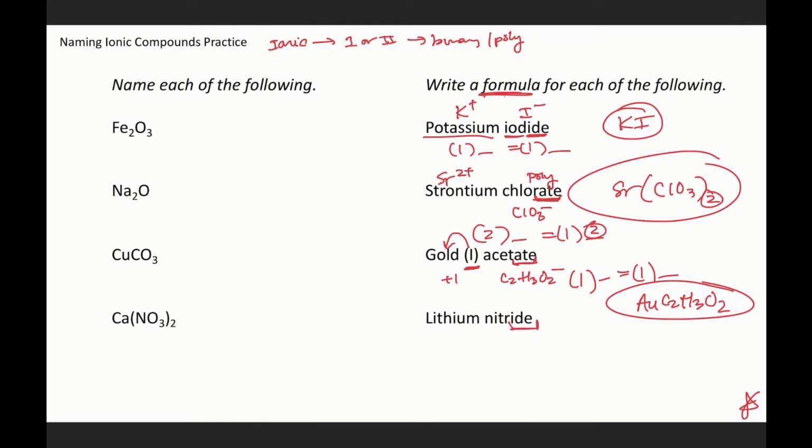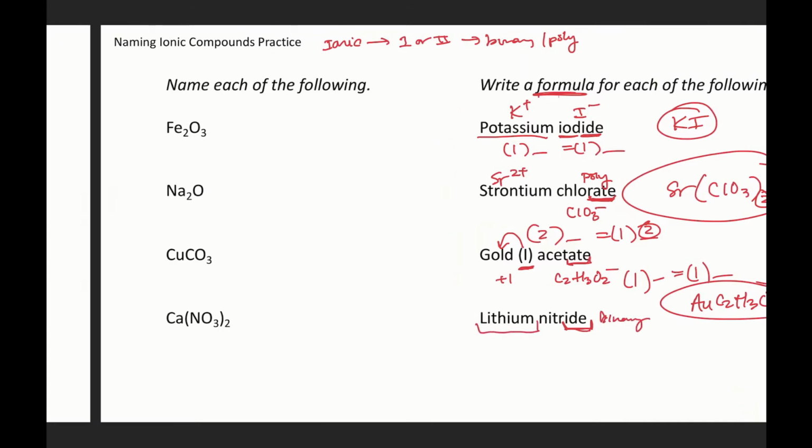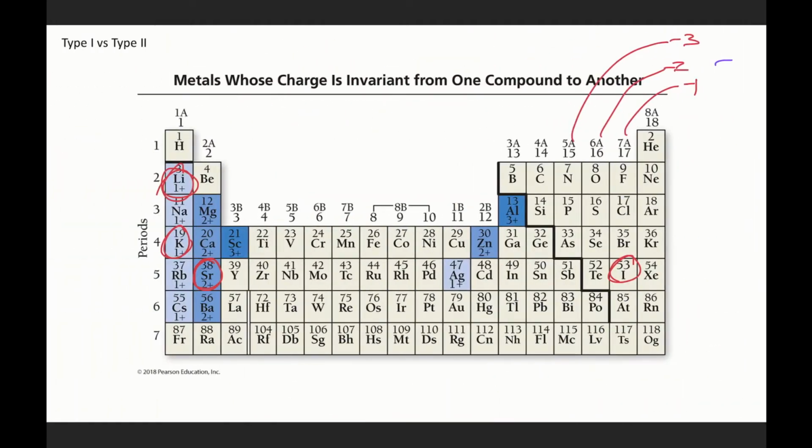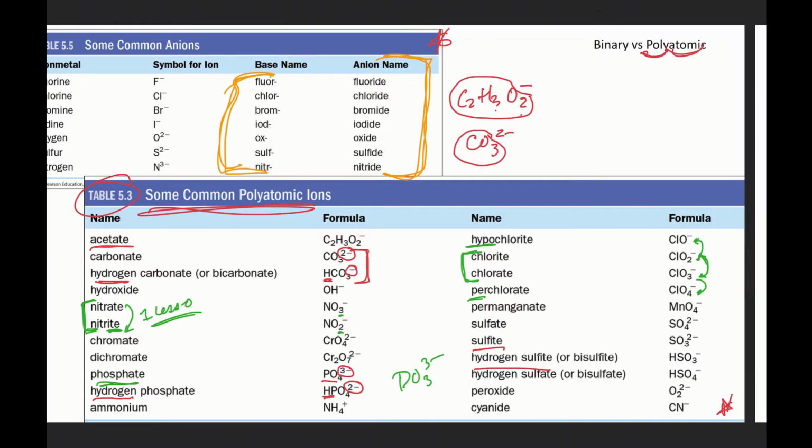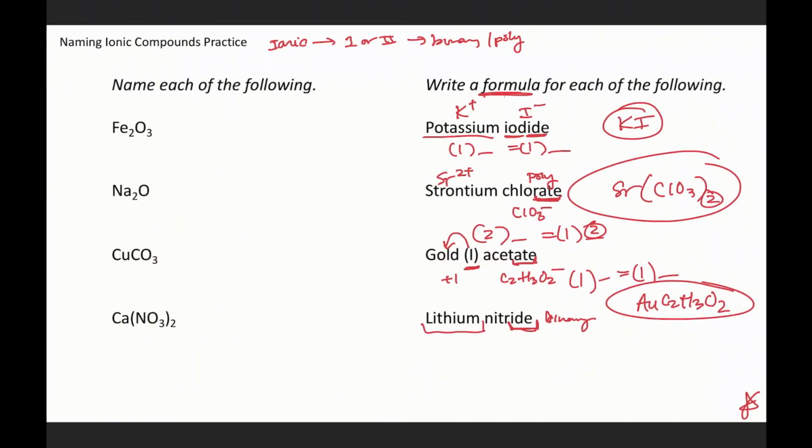And then for lithium nitride, again, breaking down the name, we have this "-ide" ending, which is your clue that it's binary. Then we would look at a periodic table and find lithium. Lithium is in group 1, so this is definitely a type 1, which means that we are just going to do the charges. There's nothing extra that needs to happen.